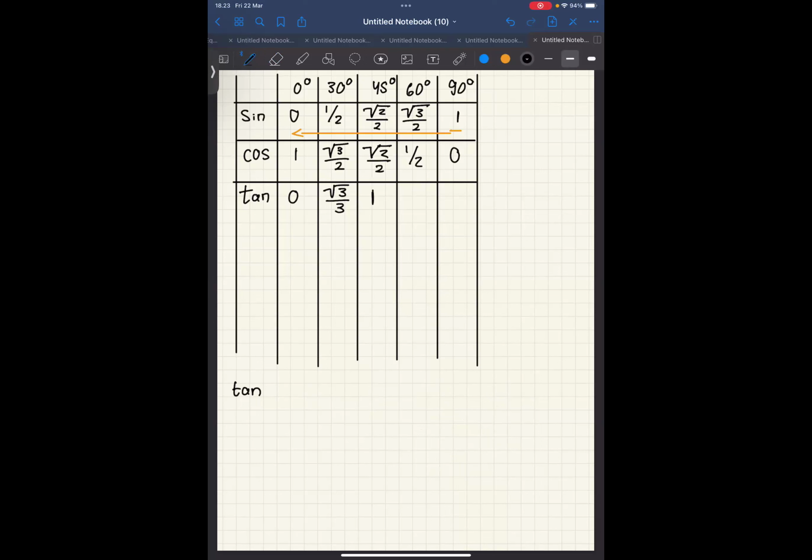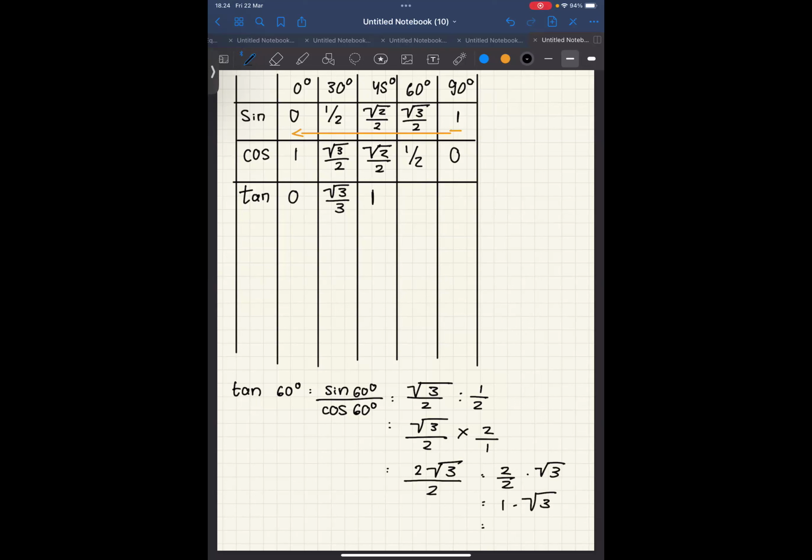Then we continue to tangent 60 degree, which is sine 60 degree over cosine 60 degree, which is square root 3 over 2 divided by half. We can change this to multiplication. So square root 3 over 2 multiplied by 2 over 1. This is going to be 2 square root 3 over 2. We can just write 2 over 2 multiplied by square root 3. This is 1 square root 3, or we can just write it as square root 3.